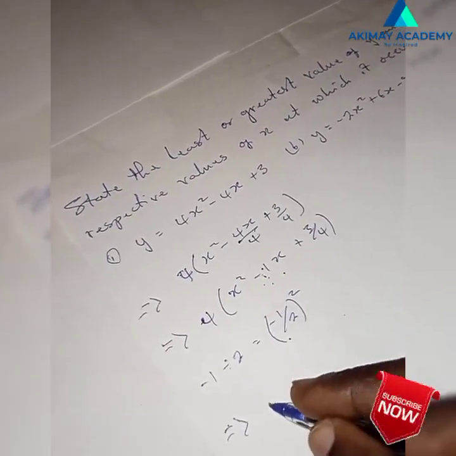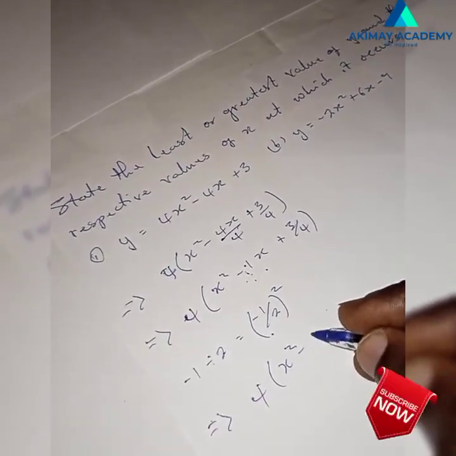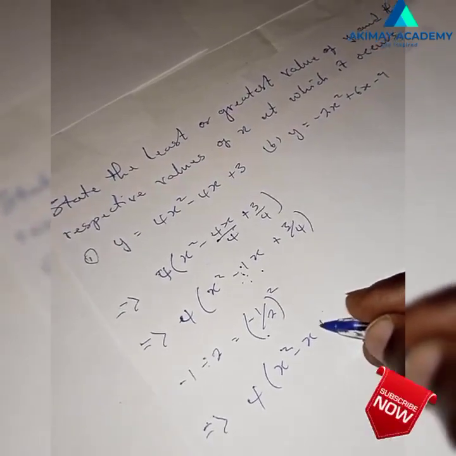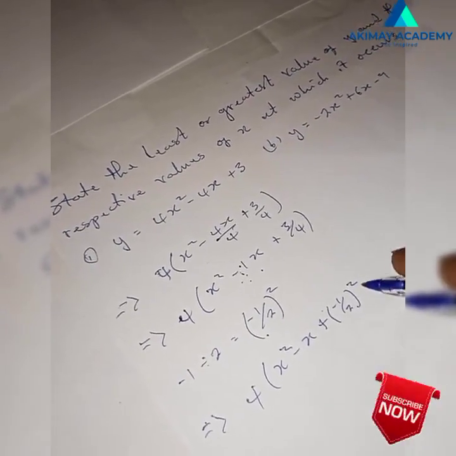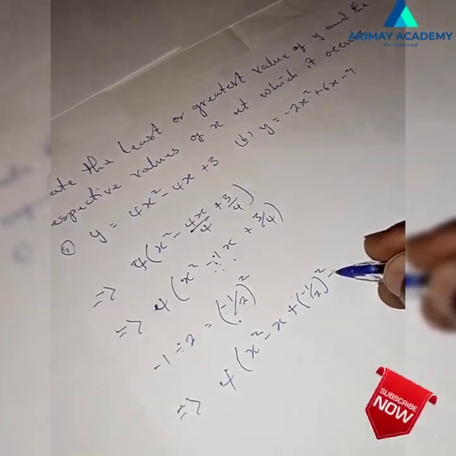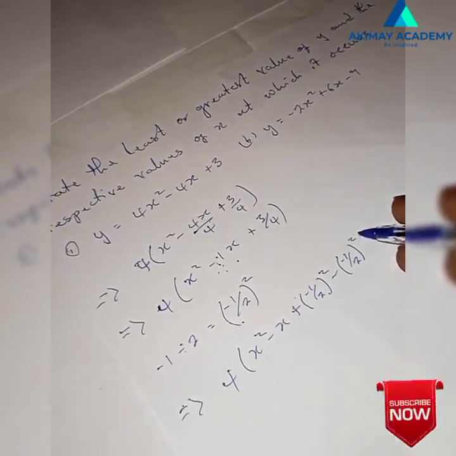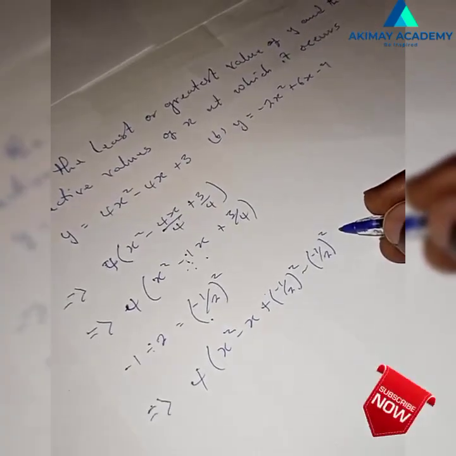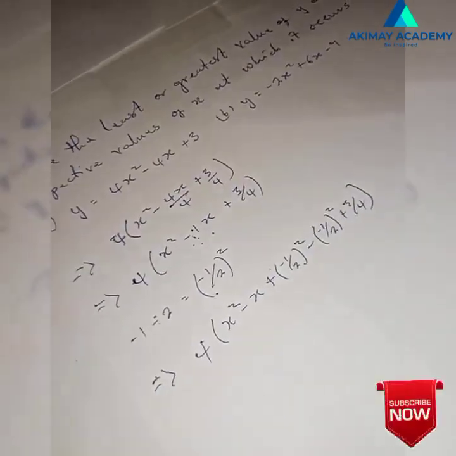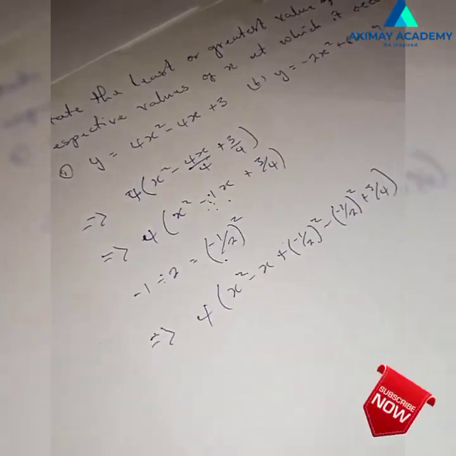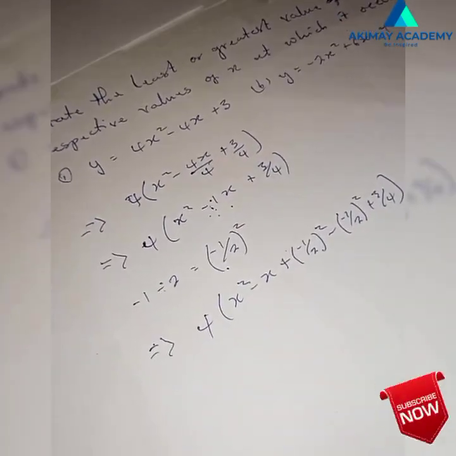So we have 4, and x squared minus x. We add plus minus 1 out of 2 squared. Then we subtract again minus 1 out of 2 squared. Then we bring our last value over there, which is plus 3 out of 4. This is the procedure of finding the least or the greatest value.